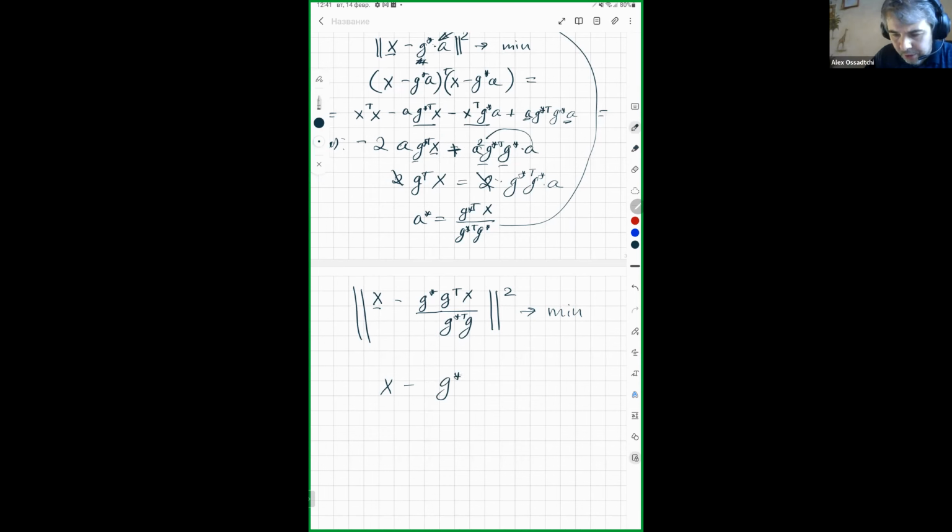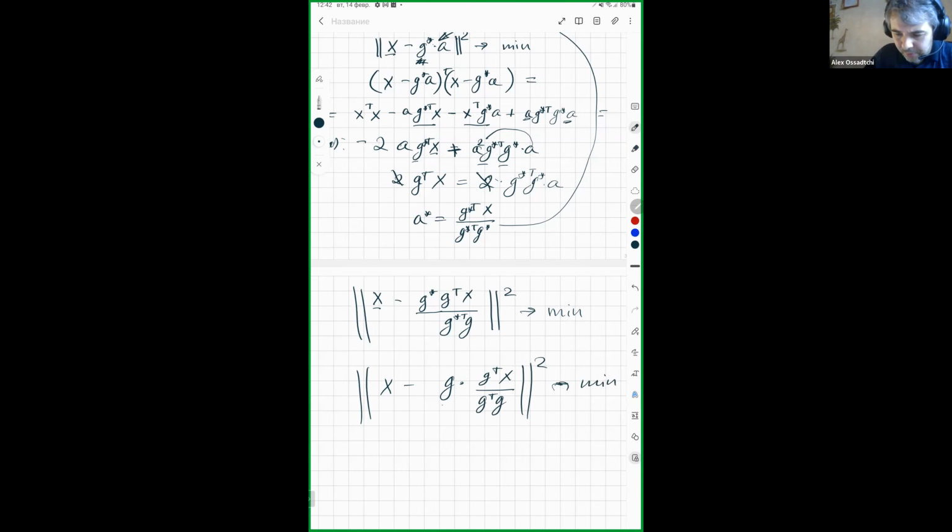Actually, let's say it's not actually g star, it's just g, because we don't know g. It basically stands for any g. And therefore g times g transpose x divided by g transpose g. Now, some of you may already see where we are aiming at.